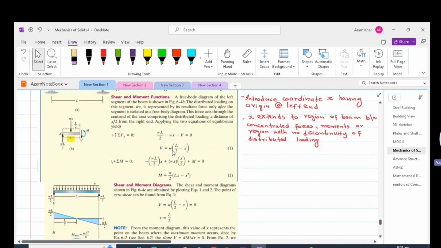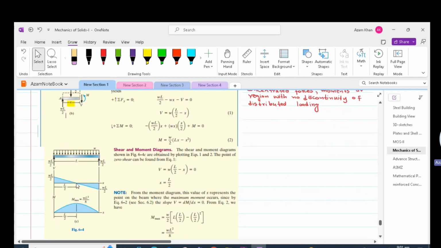At x is equal to L by 2, we have shear 0. Thus, at x is equal to L by 2, the shear force comes down to 0. After this, the shear becomes negative as per our sign convention. So as we can see, we have got a straight line which has got some slope, and we call this line a first degree.